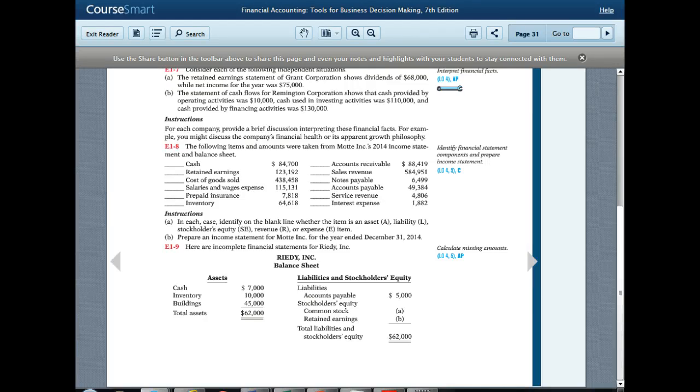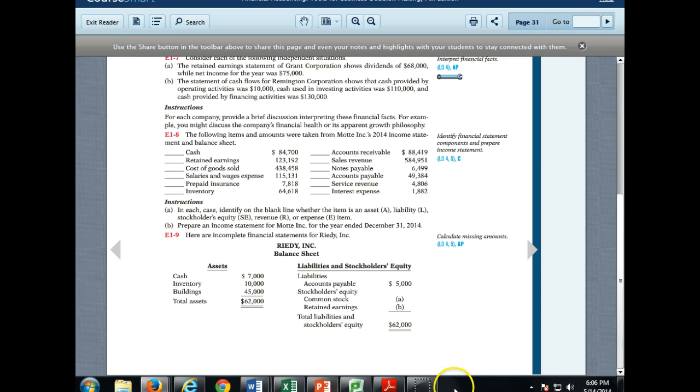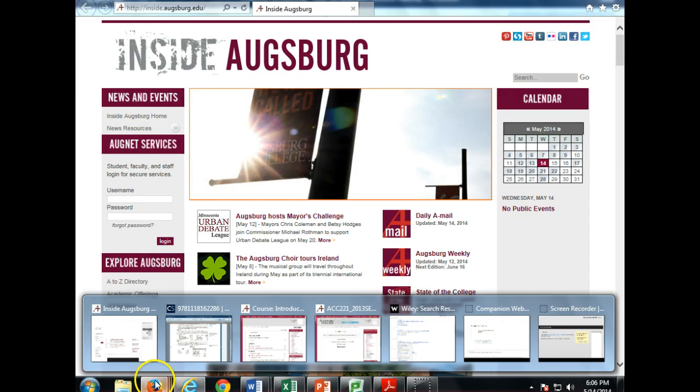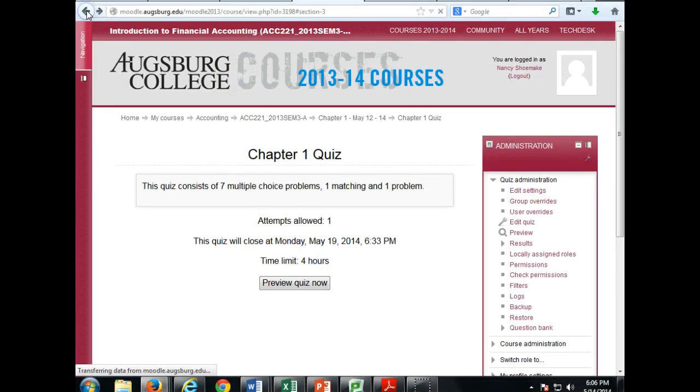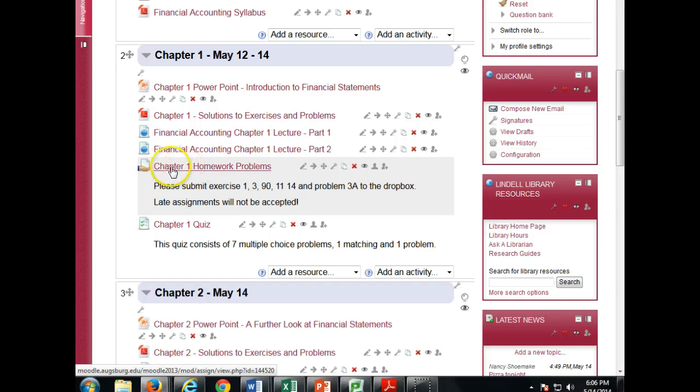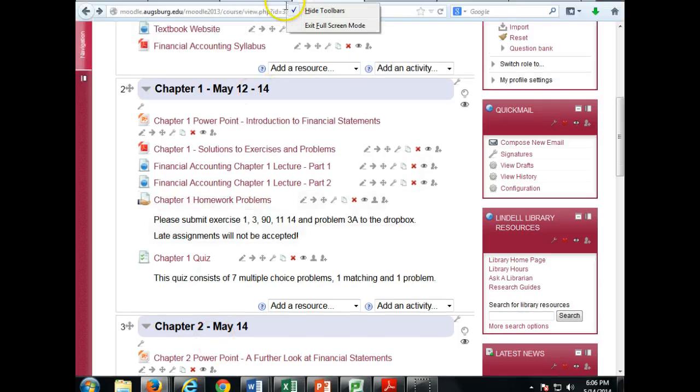You're submitting the homework to Moodle. So if you go into chapter 1, do you see where it says chapter 1 homework problems? You'll be able to go and submit exercise 1, 1, 3, 9, 11, 14, and problem 3A to the Dropbox. That's due next Monday, whenever the quiz is due. The homework's going to be due at the same time.